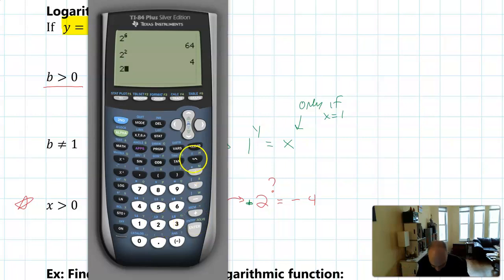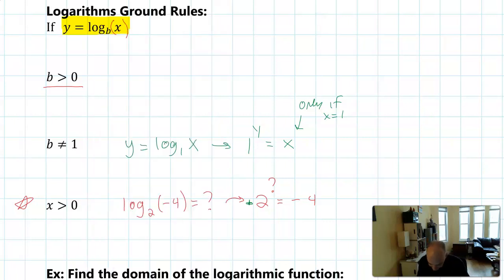Well, could you try 2 to the -2, right? Like that you might try. No, that gives you a quarter. There's no way that 2 to the what will ever equal -4. And if you think about it in the language of exponential functions, 2 to the x looks like this. Will that ever equal -4? Never. Those two lines and graphs will never meet.